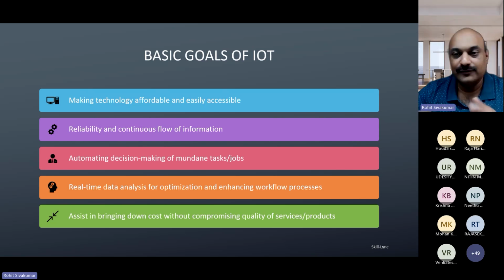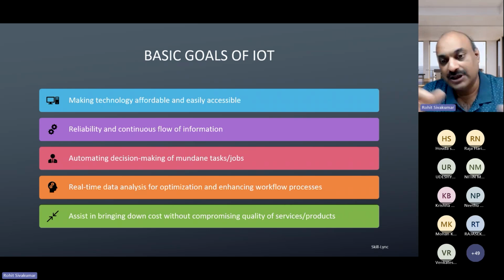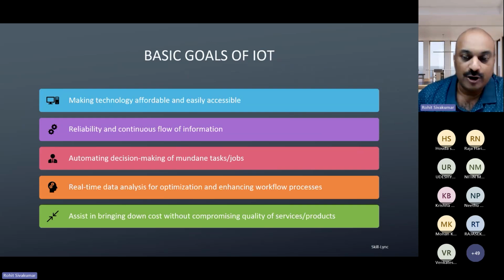And finally, of course, all of us want to have devices, vehicles, infrastructure at a cost which is affordable at the same time without compromising on services and products. So in the upcoming slides, we'll see how each of these goals are being satisfied in the IoT segment, especially for the automotive.